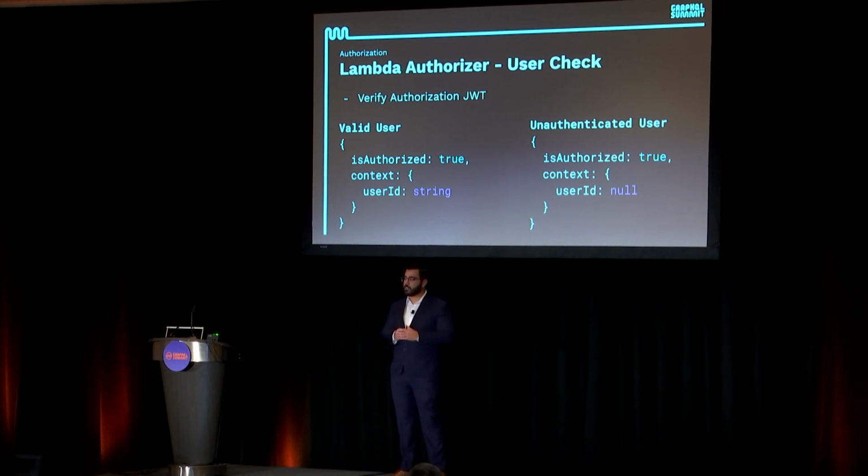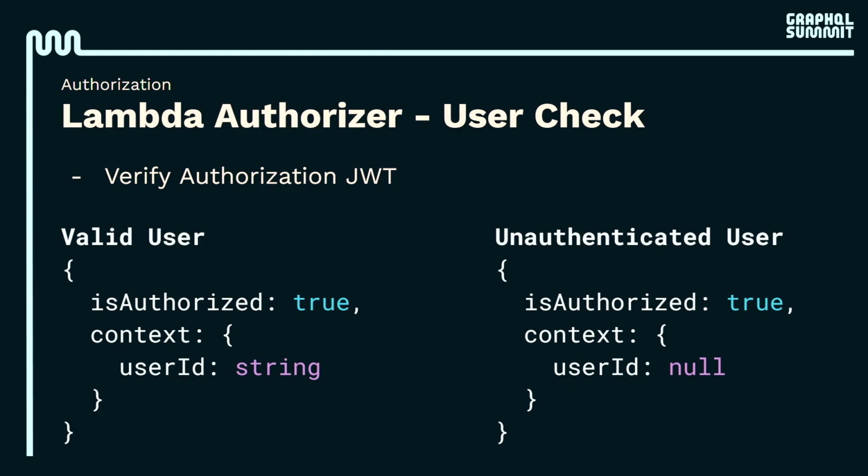But that changes when we're looking for the user. The user check allows us to verify the authorization JSON web token. So take a look at these two examples. We have a valid user, where in the case that it's a valid user with a JSON web token, we have isAuthorized set to true because we do want their request to pass.